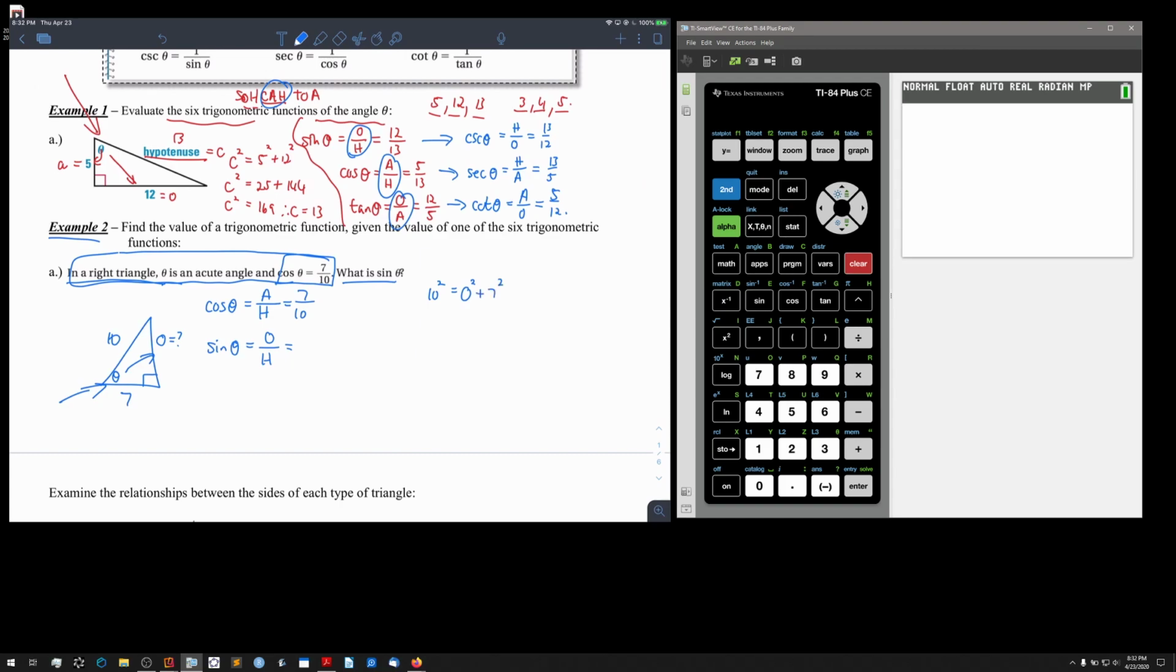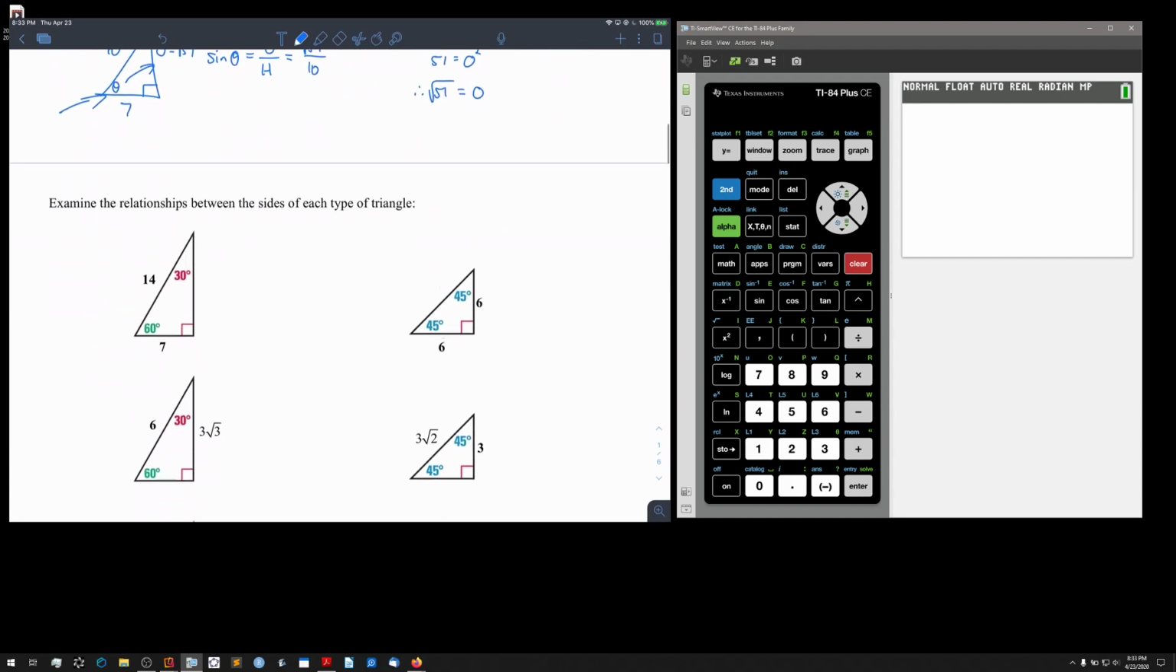You can use other letters or whatever you want to do, but I'm just going to do that, okay? And then you get 100 equals the opposite side squared plus 49. And if you subtract that, you get 51 is the opposite side squared. So that would mean that root 51 is the opposite side's length. So we can fill this in. This is root 51. So sine of theta is opposite, which is root 51, over hypotenuse, which is 10. Okay? All right, so that's how you answer that type of question.